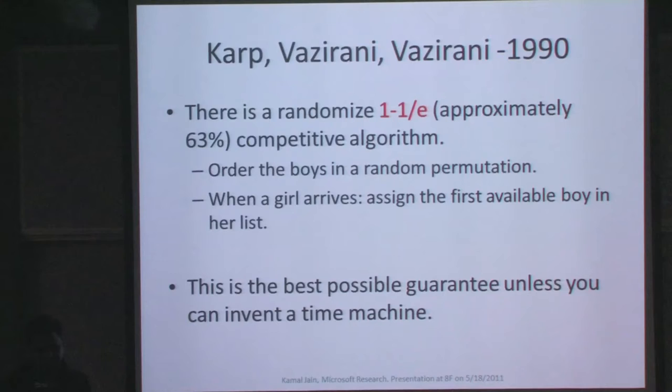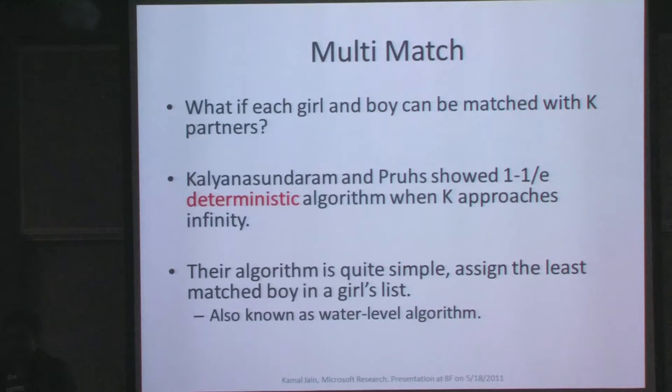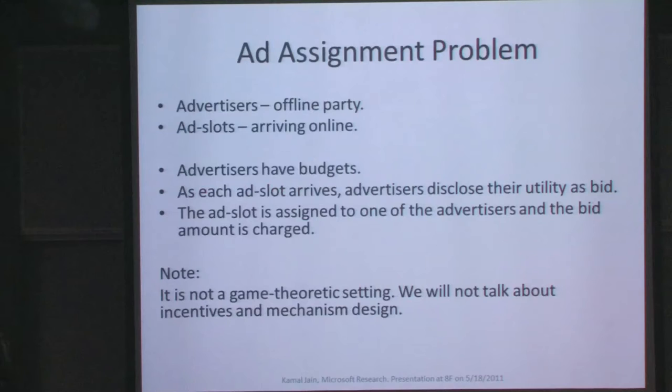So then this problem was generalized in the multi-match. Let's say boys and girls can have multiple matches, and each boy can have k marriages and each girl can have k marriages. Then the simple water level algorithm, that when a girl arrives, look at all the boys she's interested in and match her to that boy who is least married so far. And that gives you, again, 63%, and that's also optimal. Okay, so that was just history.